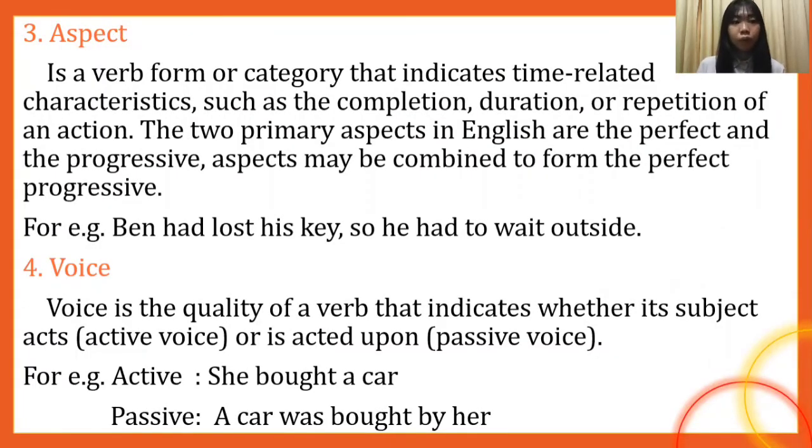Aspect is a verb form or category that indicates time-related characteristics such as the completion, duration, or repetition of an action. The two primary aspects in English are the perfect and the progressive. Aspect may be combined to form the perfect progressive. For example, Ben had lost his key, so he had to wait outside.